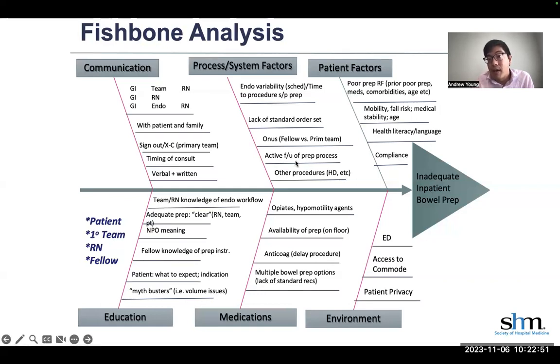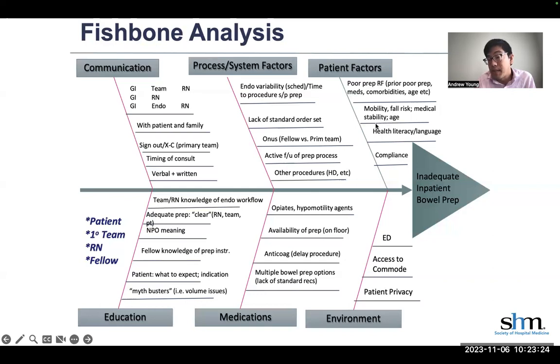Maybe there isn't active follow-up of the prep process. Maybe people aren't sure how to follow up, or maybe the bedside nursing isn't following up. Maybe they don't have orders to follow up, or maybe they aren't told to follow up, or maybe they're not sure what to do even if they're told to follow up. Maybe there's other procedures happening, so they're not getting adequate bowel prep because they're off getting hemodialysis or CT scans or something like that.